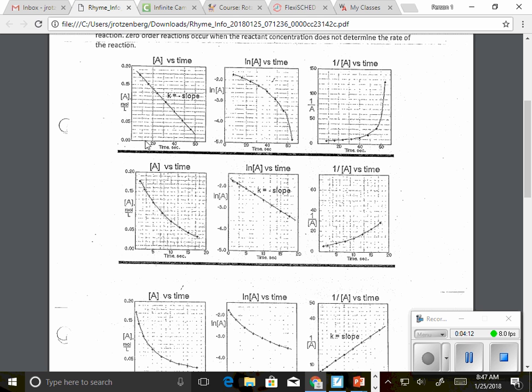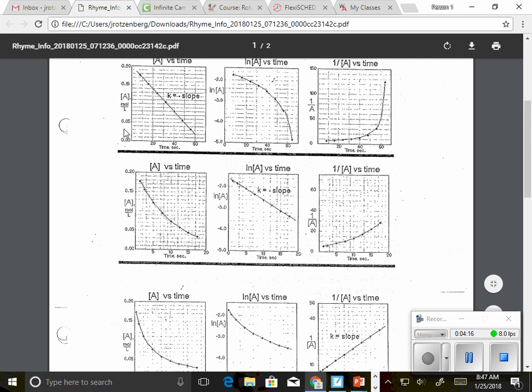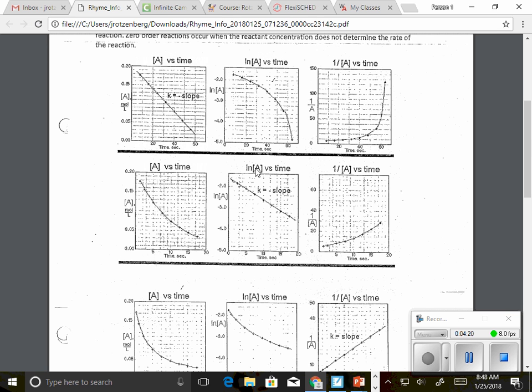If the concentration versus time gives us a linear change, that's a 0 order reaction. If the natural log of concentration versus time gives us a linear change, that's a 1st order reaction. And if 1 over the concentration versus time gives us a linear change, that's a 2nd order reaction.